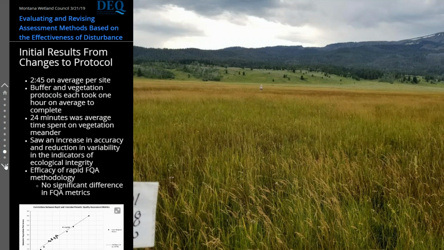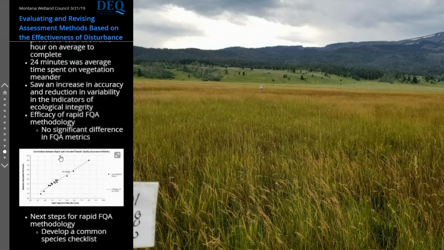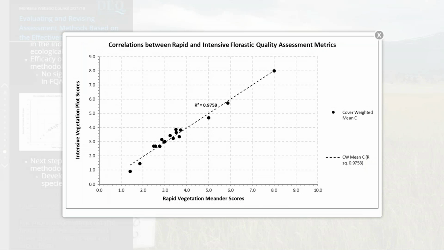When I first started to do this rapid FQA, I wasn't 100% sure how good this is going to be. Is it going to work, and is it going to give me the data that we need? It's been done. We didn't develop it ourselves. This is based off work out of Minnesota. So there was some research there to say, hey, this is good. But to test that, what we did in 2017 is that as we implemented the new rapid FQA methodology, we also continued to do intensive vegetation assessments at 25% of our sites.